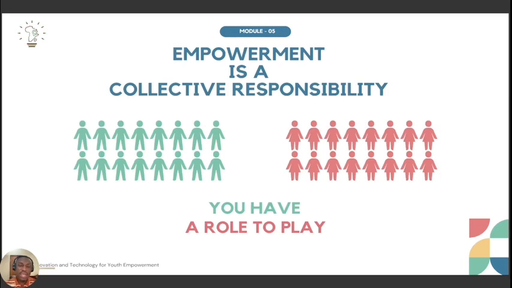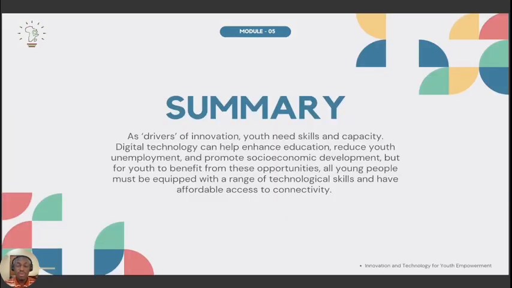Now, I also want to say at this point that empowerment is a collective responsibility. You and I have a role to play. Now, when I say this, I mean when it comes to knowledge sharing, when it comes to looking out also for those that are coming behind us, right? We have to, as we set the pace, carry people along, and also share knowledge where necessary. We collaborate as much as possible, right? Because this is a collective responsibility.